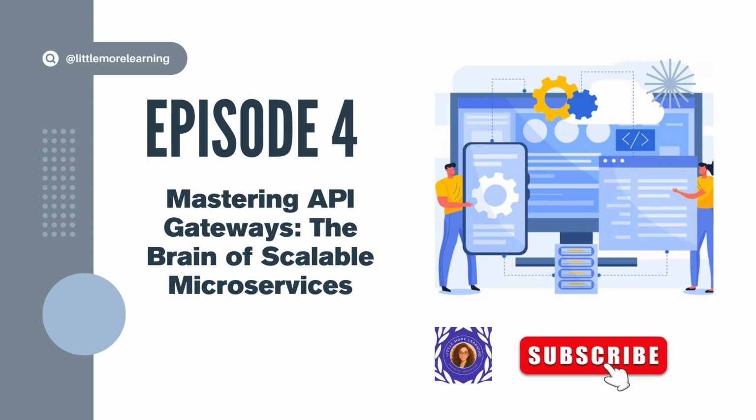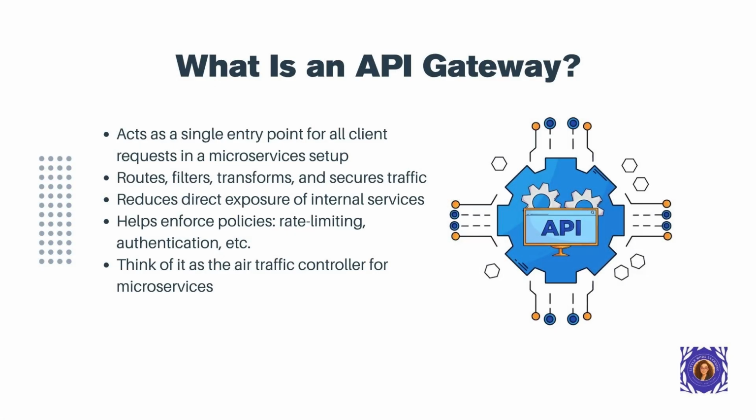Today, we're unraveling a critical component in modern distributed architectures, mastering API gateways, the brain of scalable microservices. At its essence, an API gateway acts as a single entry point for all client requests into a microservices ecosystem. Instead of clients directly interacting with numerous backend services, all requests are first directed to the gateway. This central proxy then intelligently routes, filters, transforms, and secures that incoming traffic.